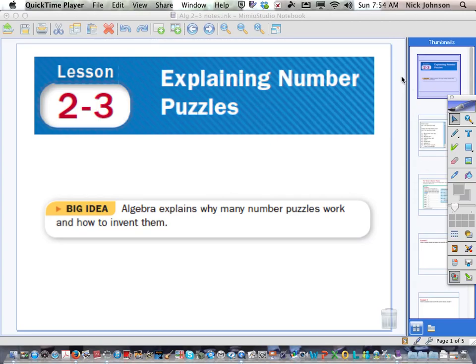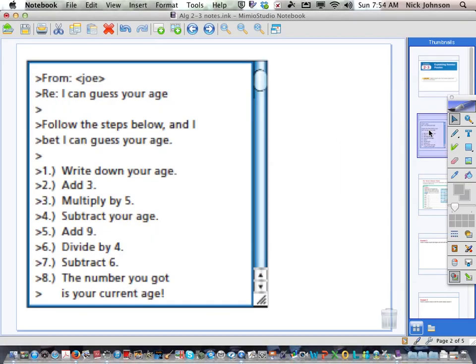Today we're going to talk about 2-3, explaining number puzzles. Algebra explains why many number puzzles work and how to invent them. If you go to the next slide, this is an example of an email that somebody got where it says, "I can guess your age." We have all seen these before. What a lot of people don't realize is this is just algebra. You follow the steps, you do the math, bada bing, bada boom, there's your age.